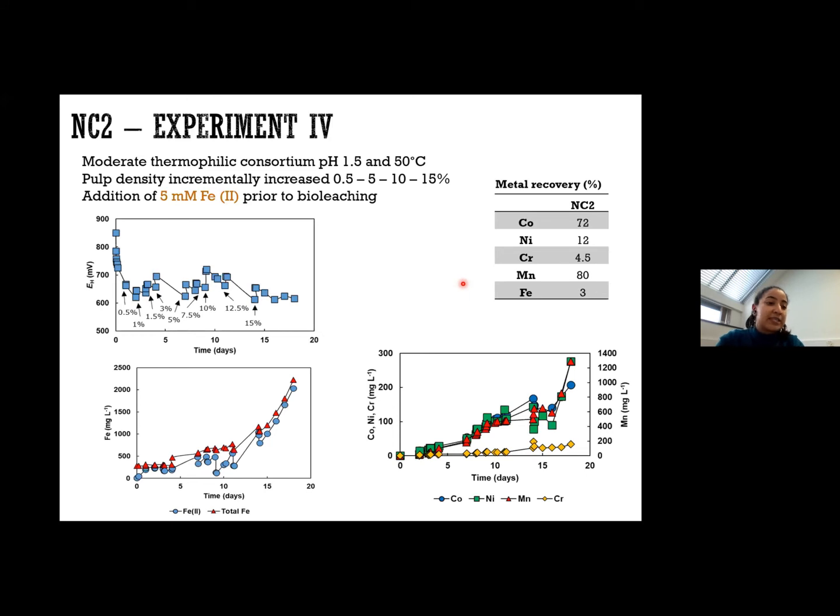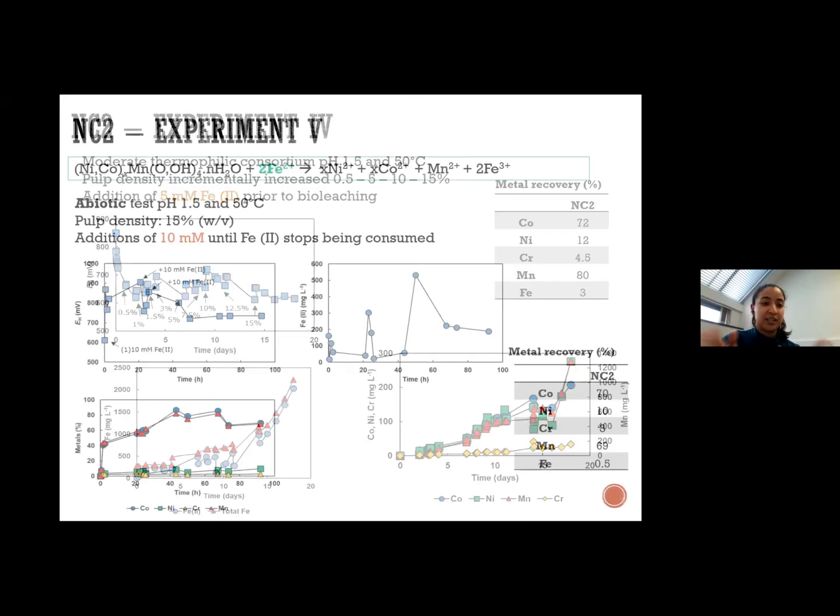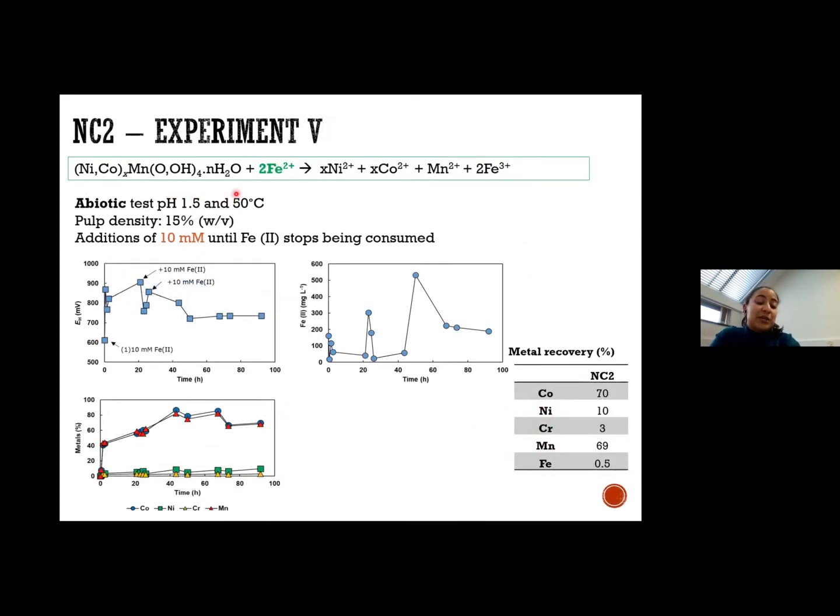And so then we stopped and thought about how much ferrous ion you actually need to do this experiment and get two things done. First, for all the chromium 6 to be reduced to chromium 3, and for the ferrous ion to reduce the asbolane phase, because here again we are looking for cobalt. So then we did a fifth experiment. But in this case, it was an abiotic experiment, because we just wanted to see how much ferrous ion we would need. And because we didn't have to care about the bacteria being intoxicated, 15% all in at pH 1.5 and 50 degrees.